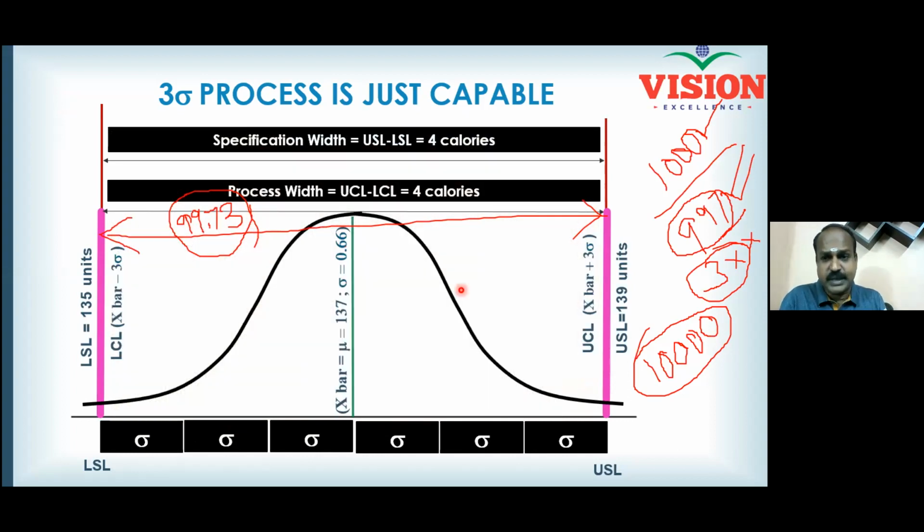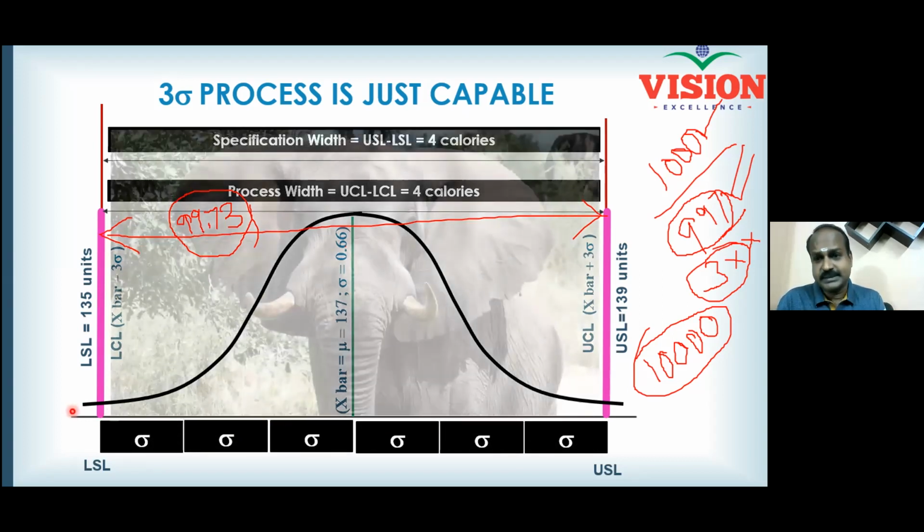And now looking at the process, see here, the curve looks like the head of an elephant. So I'm going to call this process an elephant process. Statistically, this elephant process is called a 3 sigma process.